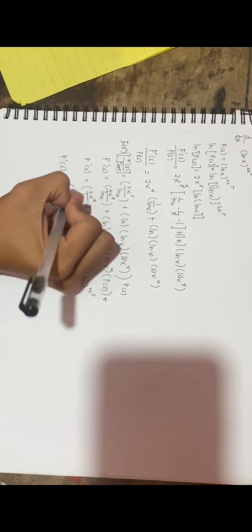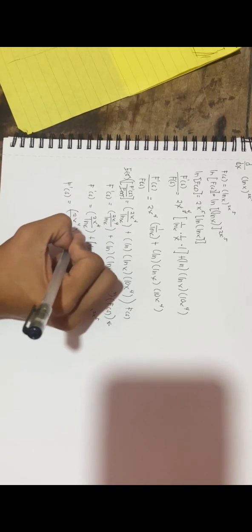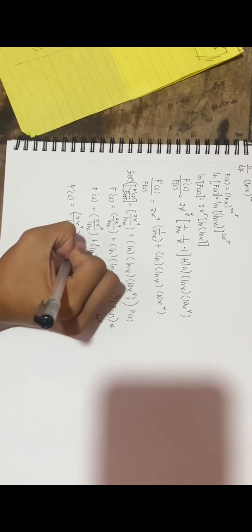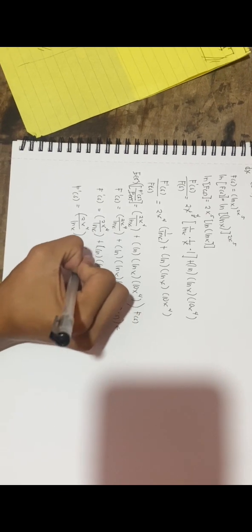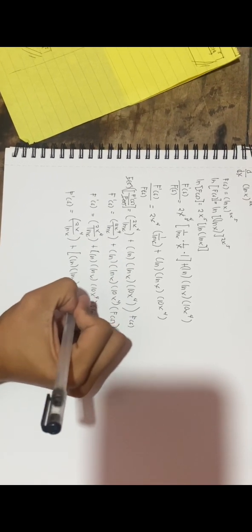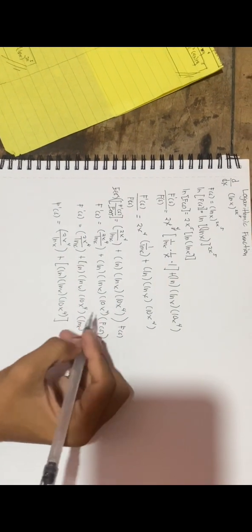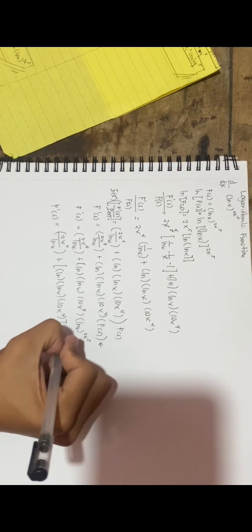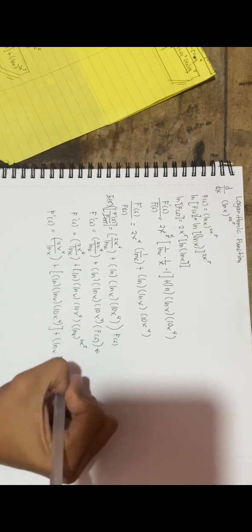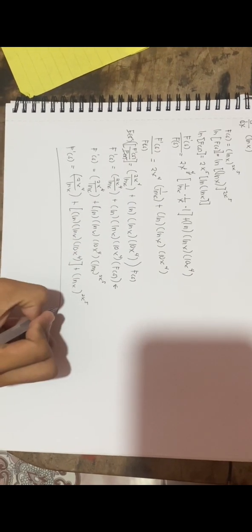Equal to quantity 2x raised to 4 over ln x plus ln times ln x times 10x raised to 4 plus ln x 2x raised to 5. And this is our final answer.